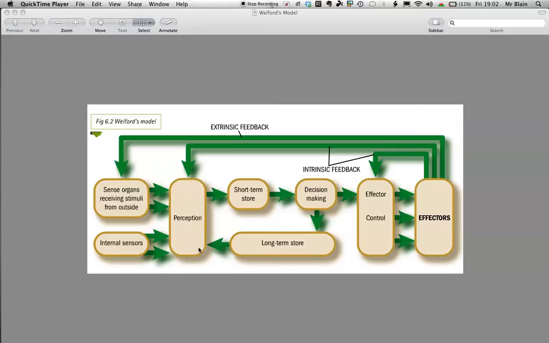So this interpretation process of perception starts with detecting that the stimulus has occurred. This could involve detecting your position on the pitch, where the defenders are, where your teammates are, where you are in relation to the goal. Comparing that to something in your memory, and your short-term stores might play a role here. Comparing that to what's in your memory, and then recognizing when you've been in this situation before.